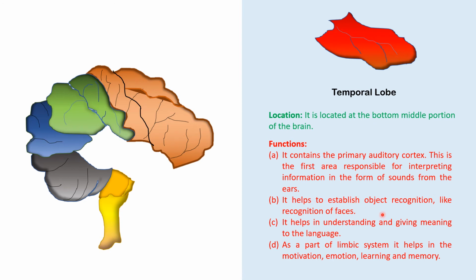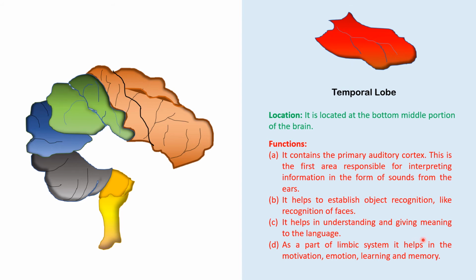It also helps to establish object recognition, like recognition of faces. Means if we see somebody, if we meet somebody, the next time when we meet that person, we will identify that person. So this is very important, and it is totally controlled by the temporal lobe.